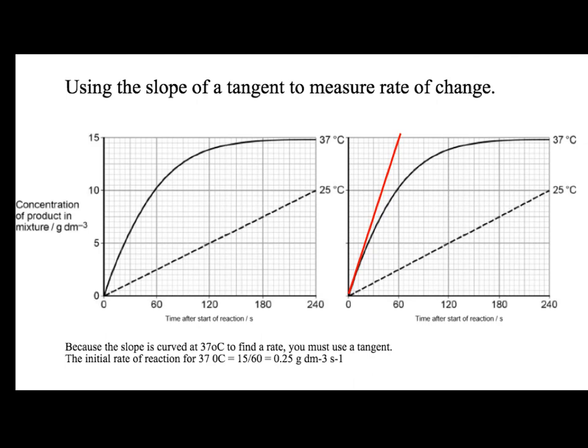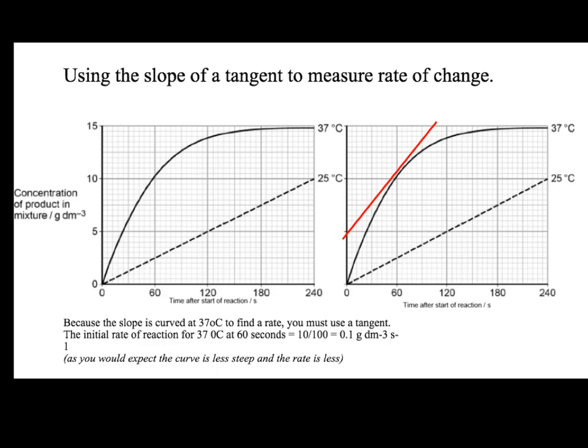So rate is the change in y divided by the change in x. The difference in the y values, read off between there and there, is a value of 15. And the difference in x, read off from that straight line, is 60. So it's 15 divided by 60, which gives a value of 0.25 grams per decimetre cubed per second. So you need to create a straight line, which you can then read off the difference in y divided by the difference in x.